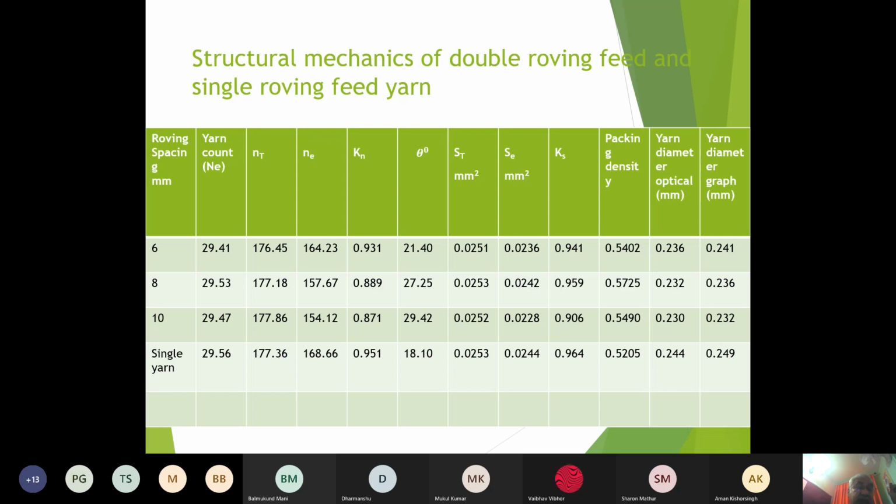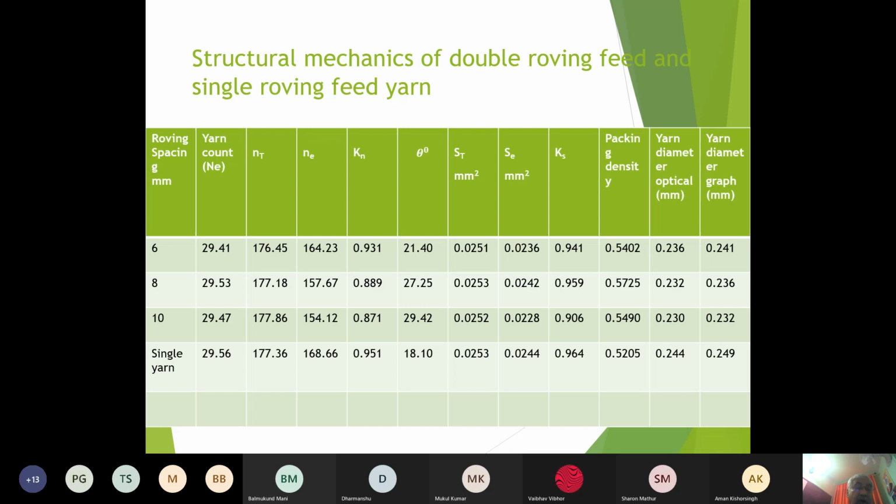If I see this value of NE, sorry, NT will definitely depend on T over small t. So this is yarn fineness divided by fiber fineness. So I'm getting this value of NT, and we are getting NE experimentally, where we cut the cross section and measured it. Now here is a very interesting thing that you are noticing.